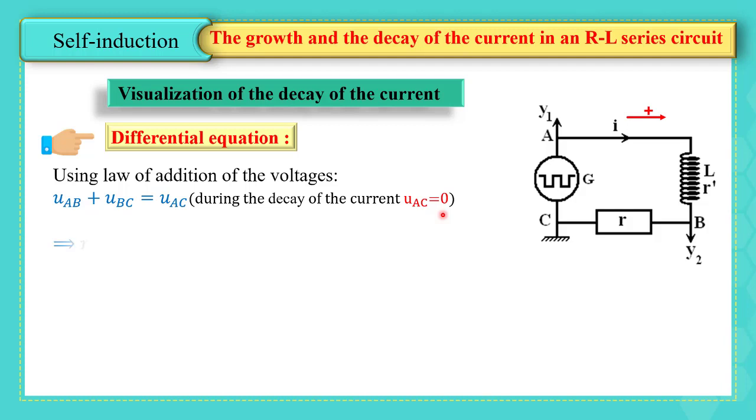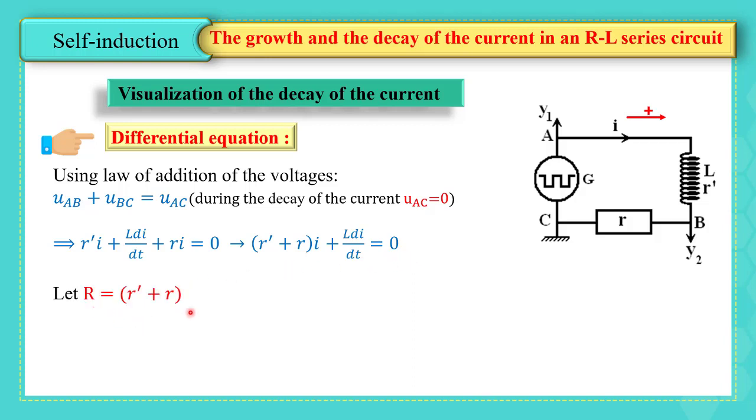So, R' i plus L di/dt, which is the voltage across the coil, plus Ri, which is the voltage across the resistor, equal to 0. So (R' plus R) i plus L di/dt equals 0. And if we take capital R equal to R' plus R, we will have di/dt plus (R/L) i equal to 0, of course, after we divide by L.